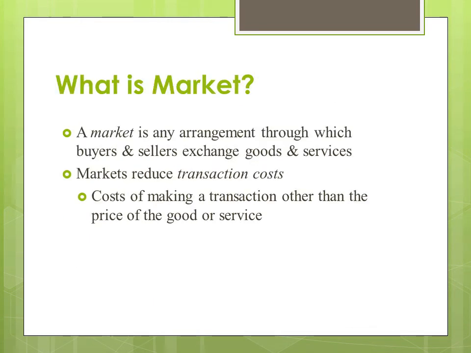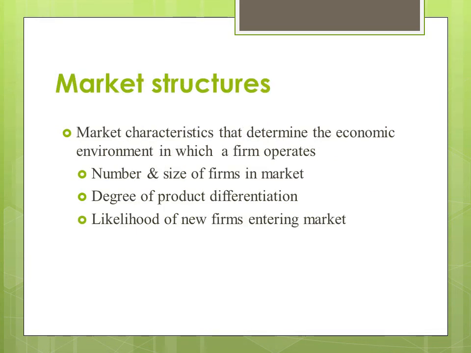Next is, what is a market? A market is any arrangement through which buyers and sellers exchange goods and services. Markets reduce transaction costs, the cost of making a transaction other than the price of the good or service. Market structures. In market structure we will discuss in the next slide perfect competition, monopoly, monopolistic competition and oligopoly. Market characteristics determine the economic environment in which a firm operates.